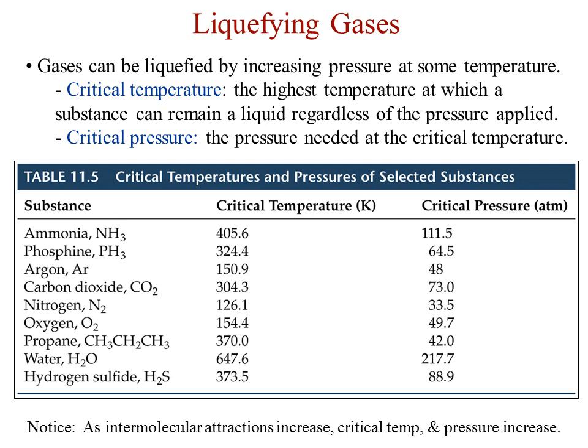Now, if you're right at 647.6, you will have to apply over 217 atmospheres of pressure. That water molecule contains the most intermolecular forces of all of them in the chart. It has LD, dipole-dipole, and hydrogen bonding. The substance with the lowest critical temperature is nitrogen. It only has LD forces, and it has the lowest critical temperature. So critical temperature is a measure of intermolecular forces.